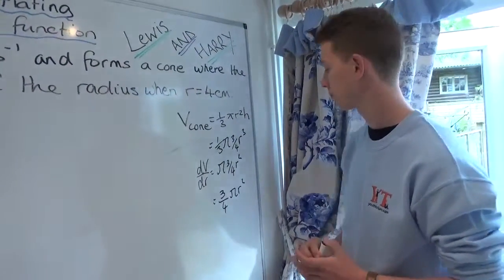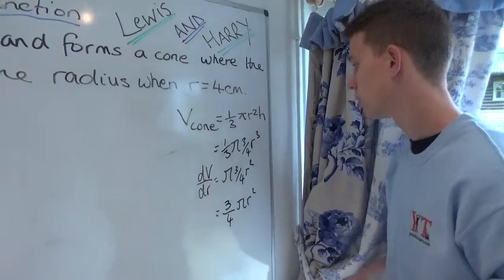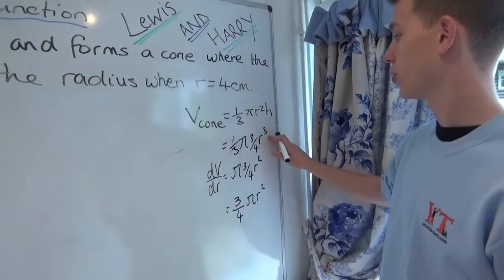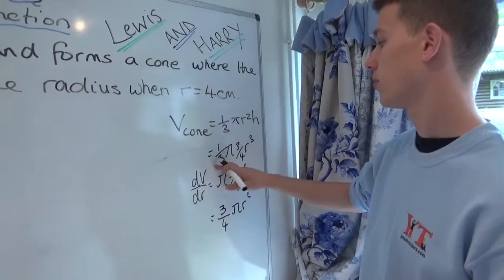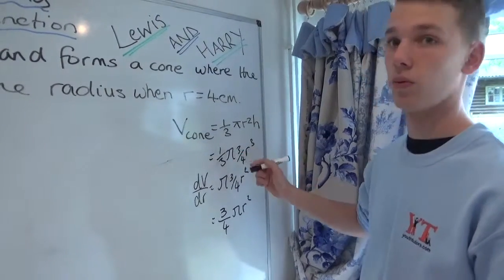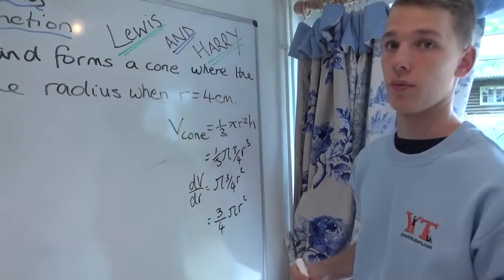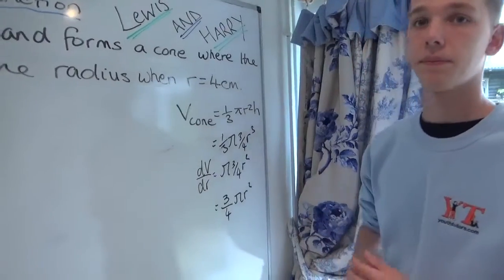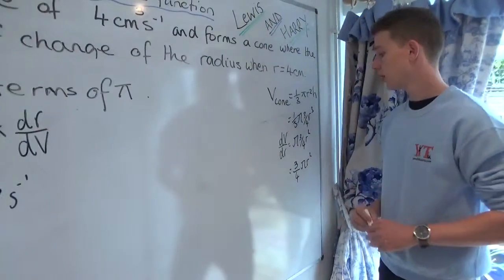You didn't tell us how you got 3/4 pi r squared. So we're going to differentiate. We're going to multiply a third by our power, which is just 1, and then take 1 away from our power. And that leaves r squared. Okay, that's great. So we've got an expression for dv/dr now.